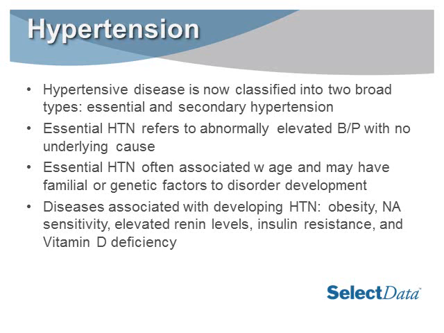As we said for hypertension, hypertensive disease is now classified into 2 broad types. This is probably the only place in ICD-10 where they got less specific instead of more specific. It's now classified into either essential or secondary hypertension. Essential hypertension refers to abnormally elevated blood pressure with no underlying cause, and it's often associated with age or familial or genetic factors for disorder development. Diseases associated with developing hypertension obviously include obesity, sodium sensitivity, elevated renin levels, insulin resistance, and vitamin D deficiency.